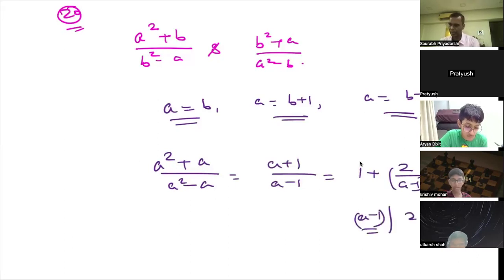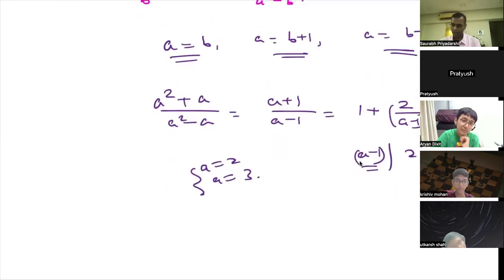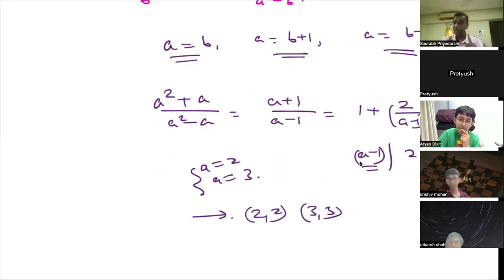So obviously, one of the cases is a is equal to 2 and the other case is a is equal to 3, and this will be equal to b as well, right? So 2, 2 and 3, 3. Now the answers coming from this and the next one will be matching up or something, right?